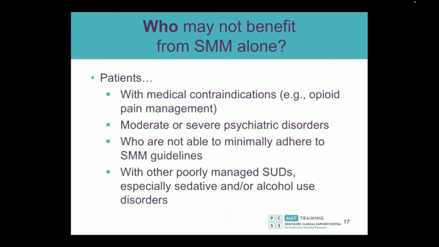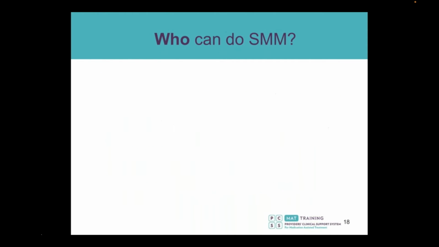Now, this does not rule out folks with psychiatric disorders in a blanket way. They just need to be managed well. Their psychiatric concerns need to be managed well. Just like if they have another substance use disorder, it needs to be managed well in order for them to qualify for SMM treatment for OUD.